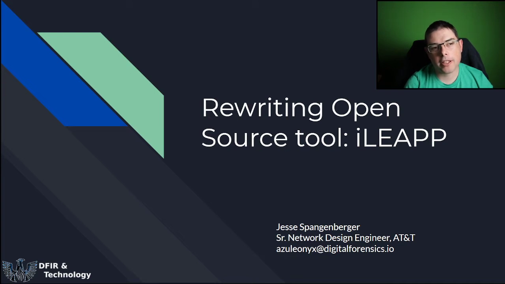My name is Jesse Spangberg. I'm a senior network and design engineer for AT&T. I also go by the name Azul Onyx on Twitter and Discord. I'm here to talk to you about rewriting the open source tool iLEAPP.